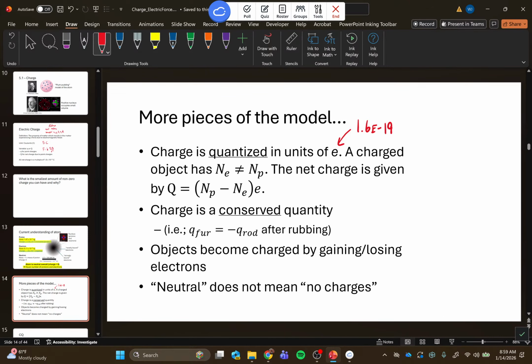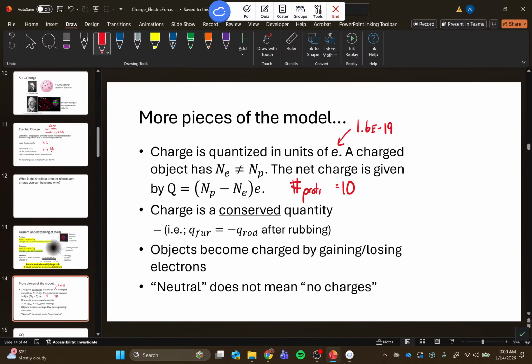Things charge by gaining or losing electrons. It's a bunch of things I already said. This equation looks funky, but it's really trivial. You're going to see when I just do it real quick. If I had 10 protons, so let's just say N_p equals 10. That's the number of protons.